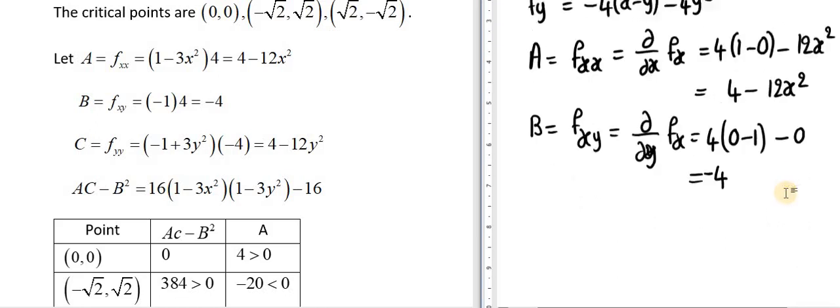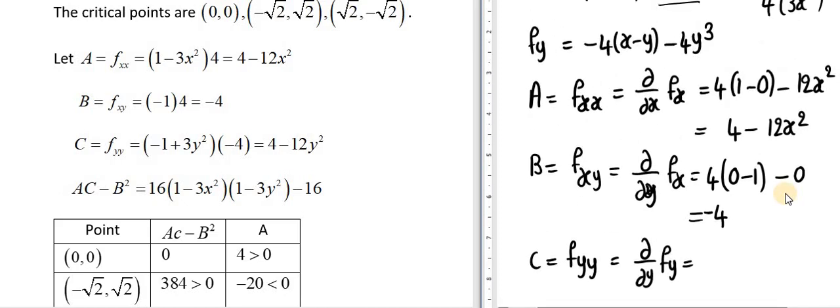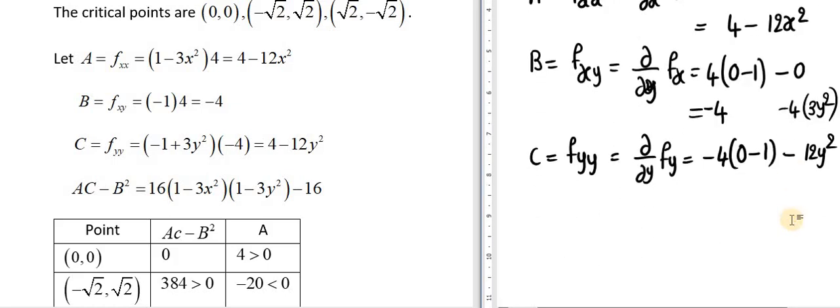Now I am going to find out c value, that is fyy. That means dou by dou y of fy, which is equal to minus 4 constant. For x 0, for y 1 minus 12y square, because minus 4 into 3y square. Y cubed differentiation is 3y square. That's why minus 12y square. So c value is positive 4 minus 12y square.